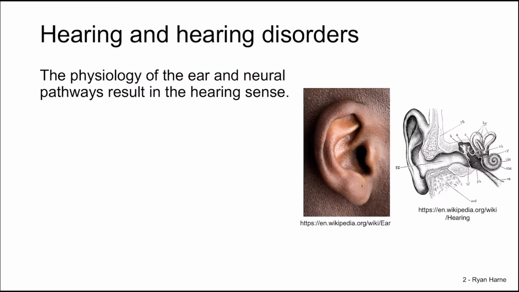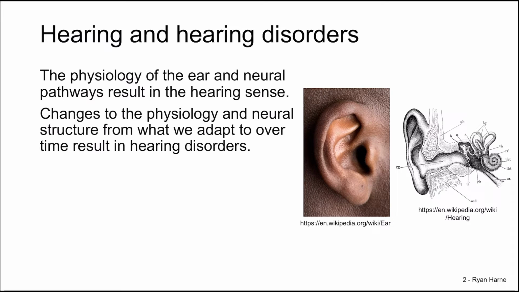Now that we understand the basics of wave propagation, in this video we'll learn about the physiology of the hearing organs. So let's get started. The physiology of the ear and the connections or neural pathways between the ear and the brain are what result in the hearing sense. And changes in the physiology or these neural structures from what we adapt to over time from birth result in hearing disorders, which directly affects the quality of life.